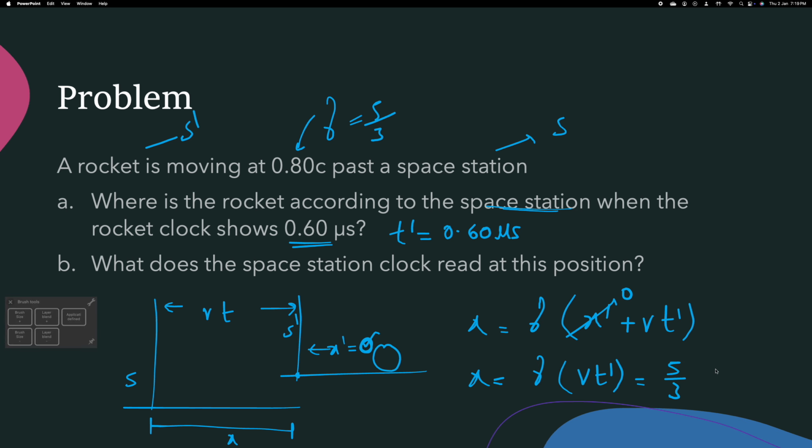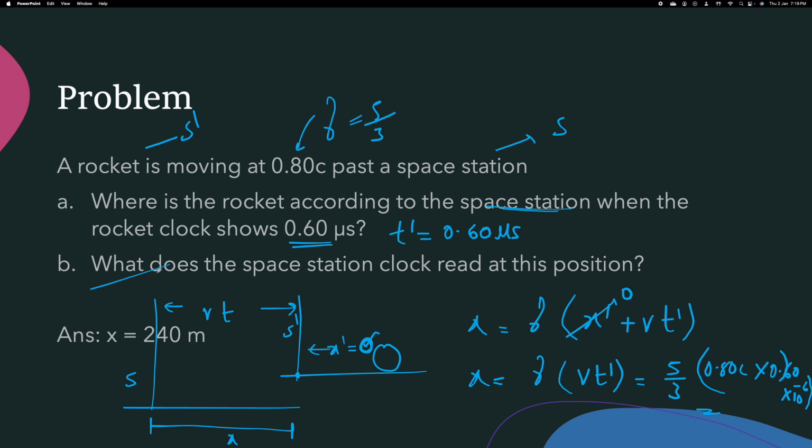Gamma is 5 over 3. vt prime is 0.80c times t prime, which is 0.60 times 10 to the power of minus 6 seconds. If you simplify this, you get the position as 240 meters.